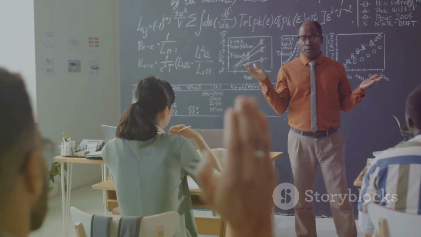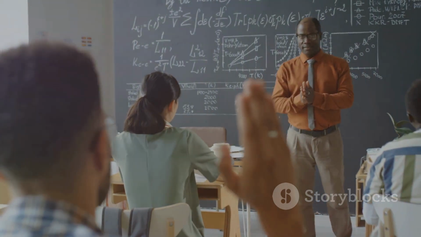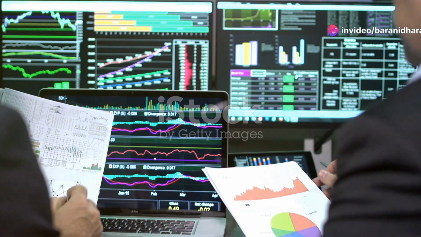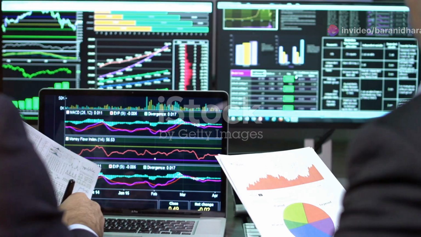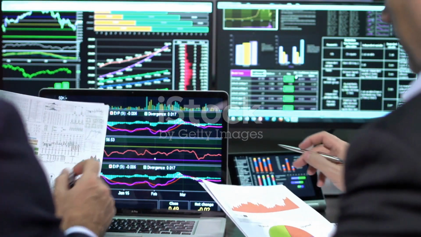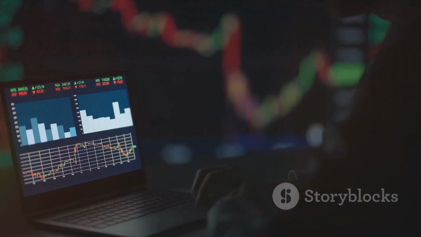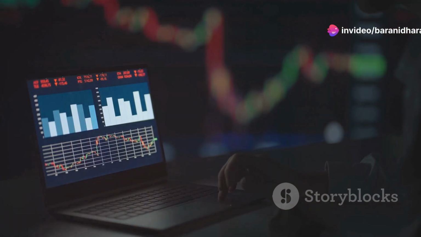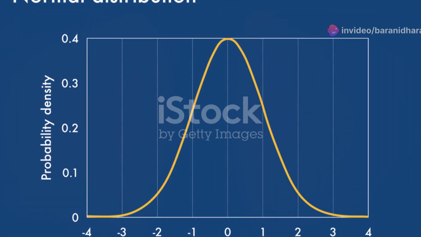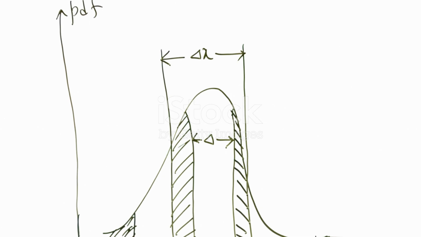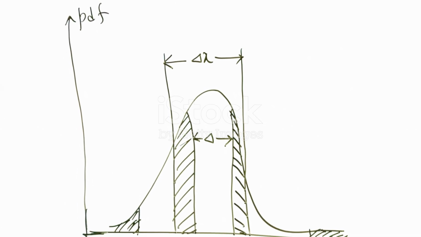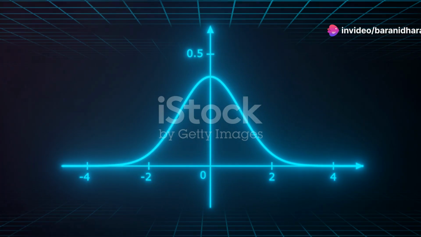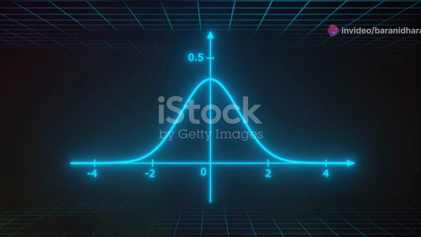Section 6. Demystifying N of D1 and N of D2. The terms N of D1 and N of D2 in the Black-Scholes formula often appear intimidating, but they represent relatively straightforward concepts. Understanding their meaning is crucial for interpreting the formula's results and understanding the factors influencing option prices. N of D1 represents the probability that a normally distributed random variable will be less than or equal to D1.